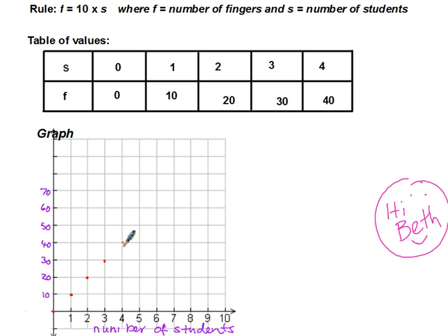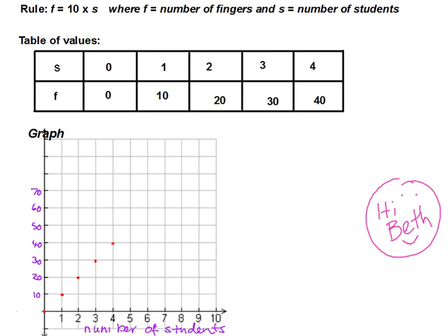330 and the next one's 440. So what do you notice about all of these points? If I wanted to, I could draw a line through them, couldn't I? I'm going to make that line red.